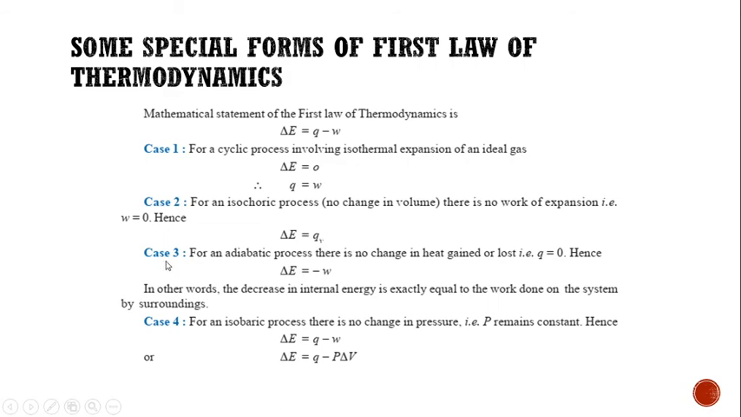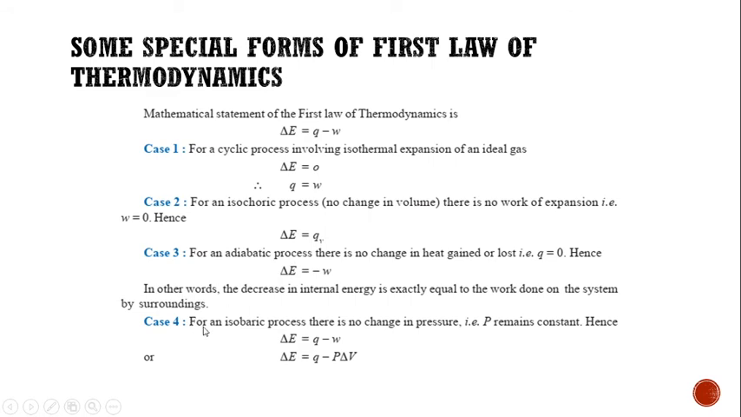In case 3, for an adiabatic process, you know that there is no heat gained or lost. So for an adiabatic process, yesterday I told you that dq equals 0 or q equals 0, there is no heat change. So putting the value of q in this mathematical form of the first law, after putting q equals 0 here, we are left with delta E equals minus W. So the change in energy is the work done by the system on the surroundings. This is the final expression in case of an adiabatic process.